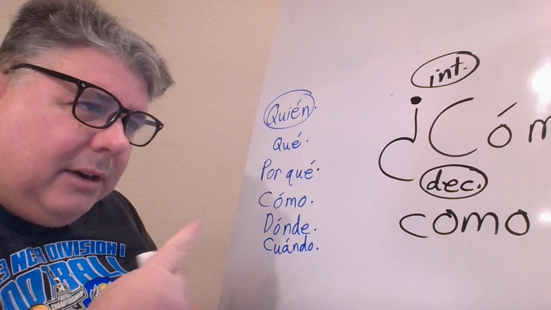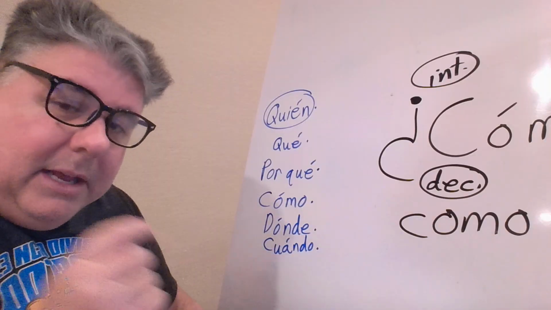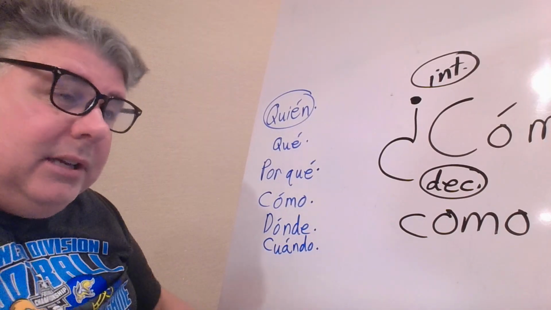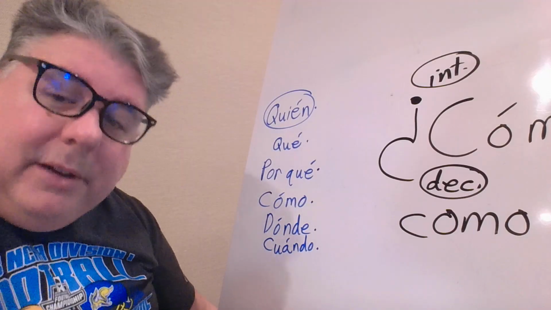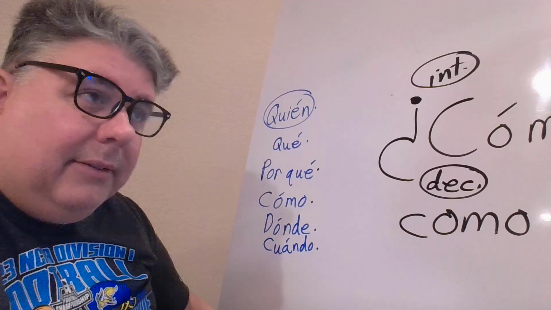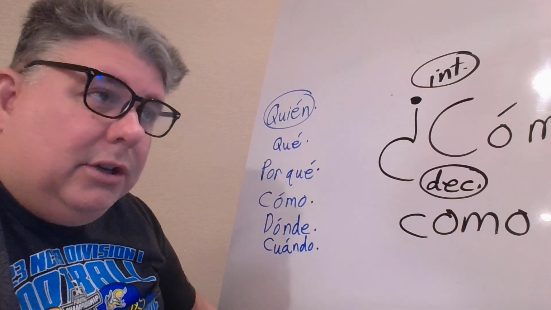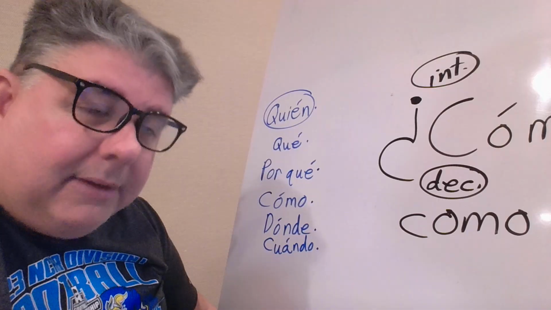If you're using like or as, and again, it's not an interrogative, it's the declarative, como. You could also use como in the phrase como más infinitivo. So como plus an infinitive. So if you wanted to say, I know how to drive, you could say, yo sé cómo manejar. I know how to drive.